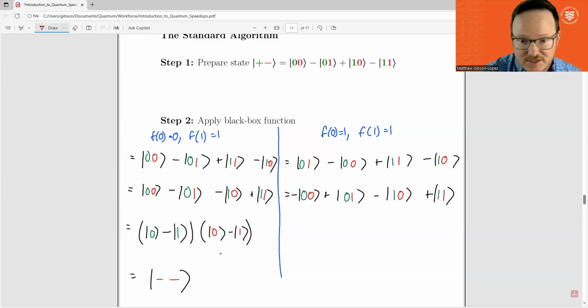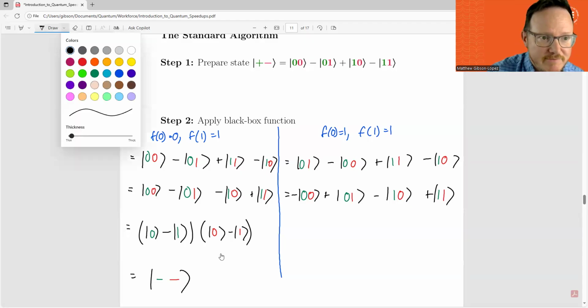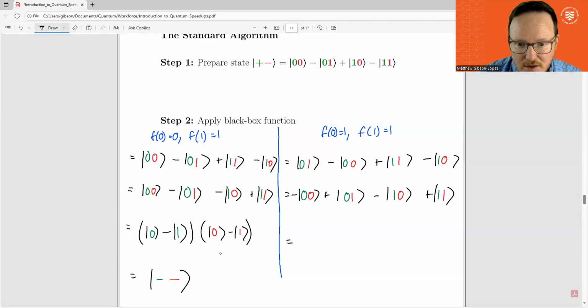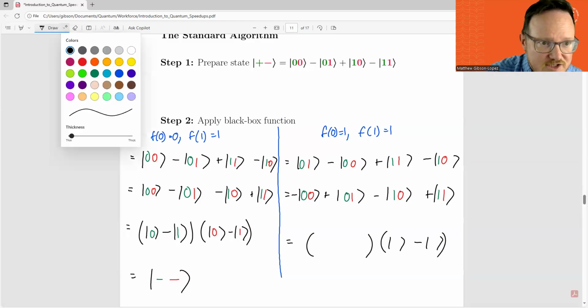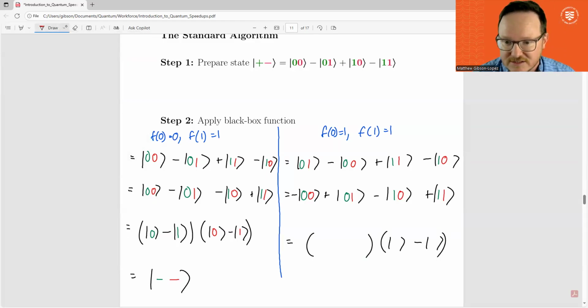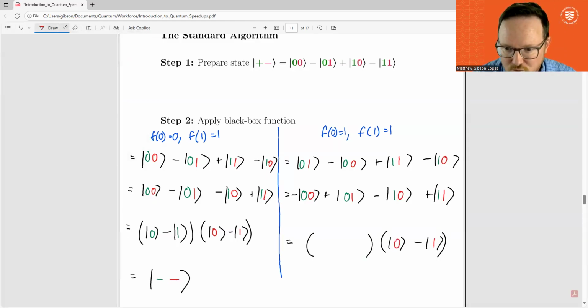Now, what is it on the other side? I want to factor these out. So you're going to have an input qubit, you're going to have an output qubit. Once again, the output qubit needs to be the state minus, because when you fix the green and you change the red, you flip the signs. So the red qubit is going to be 0 minus 1. Turns out this is always going to be the case no matter what the F is. 0 minus 1.